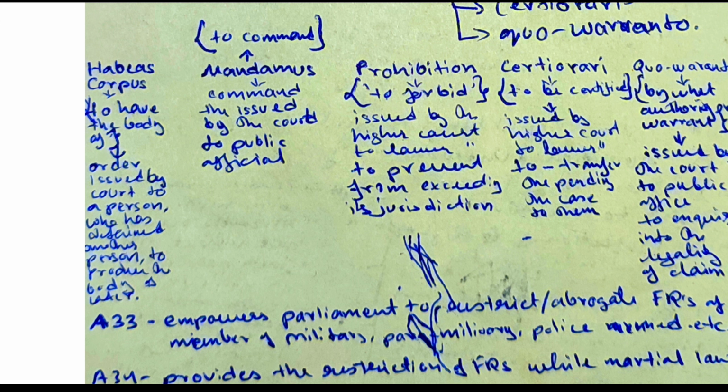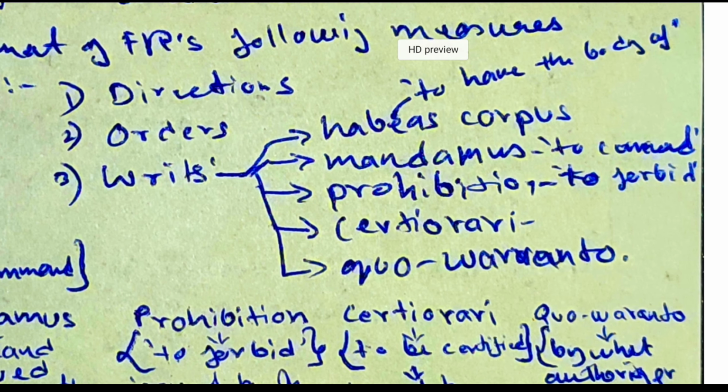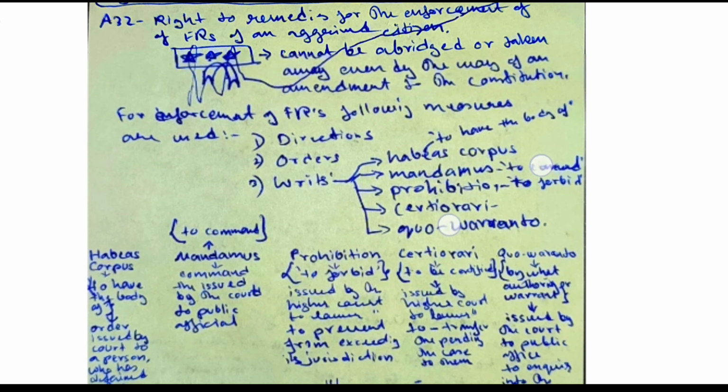And last is quo warranto. Quo warranto literally means 'by what authority or warrant', and it is issued by the court to a public office to inquire into the legality of the claim. So these are the 5 writs that are issued by the court for the enforcement of the fundamental rights under Article 32.